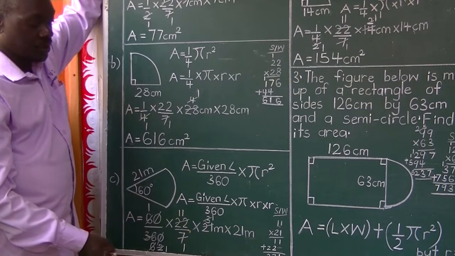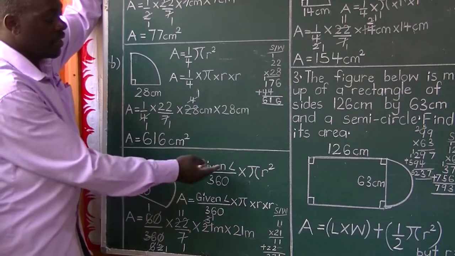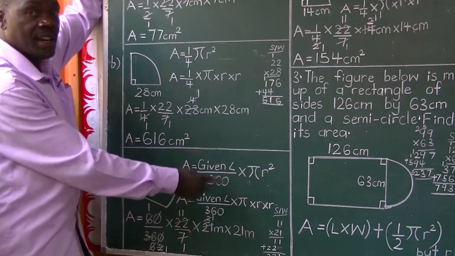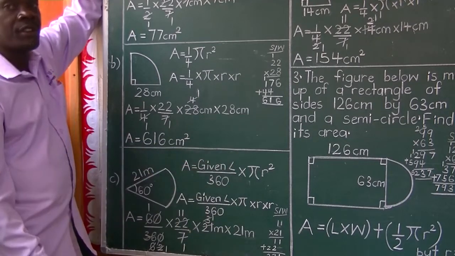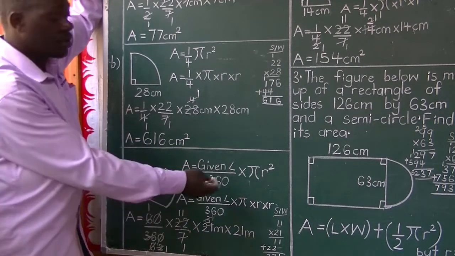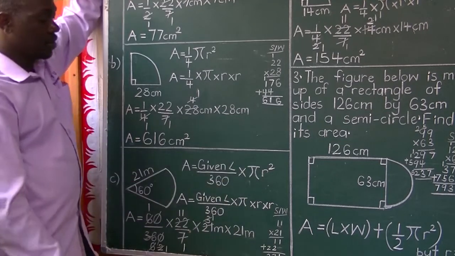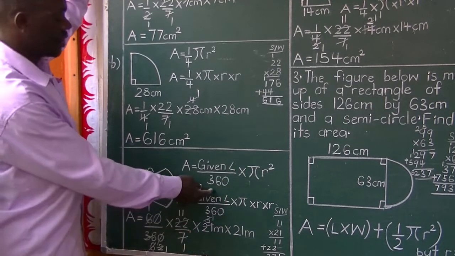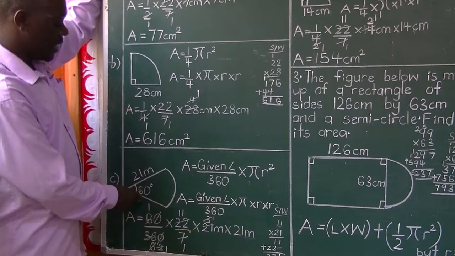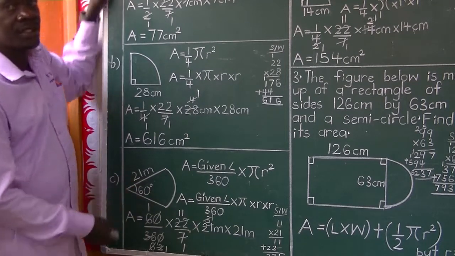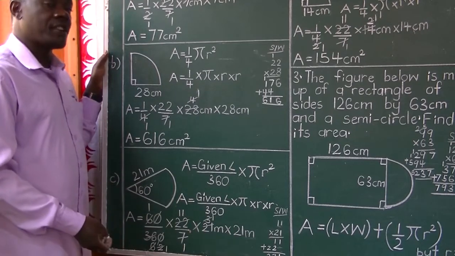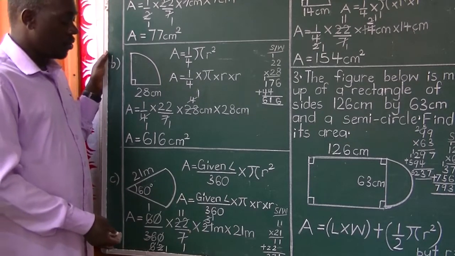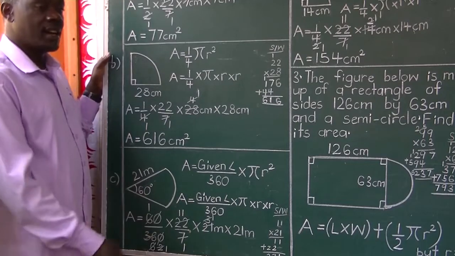When you go to secondary, you'll call the given angle theta. So theta out of 360 pi r squared. But here, let's use the very words: given angle out of 360 times pi r squared. Why 360? This angle is normal at the center, and center angles add up to 360 degrees. So this will be part of 360. Part means a fraction.